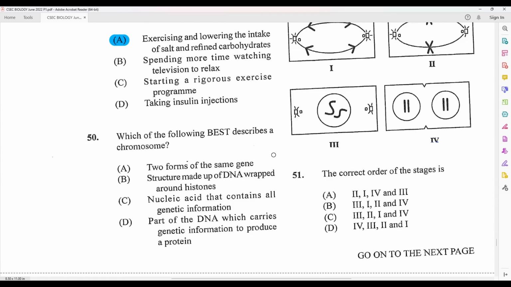Which of the following best describes a chromosome? A structure made up of DNA wrapped around histones. Yes, that's the best from all that they have provided.